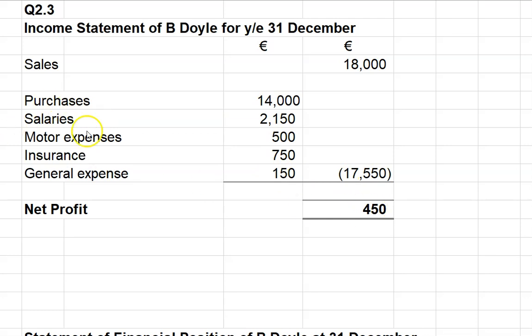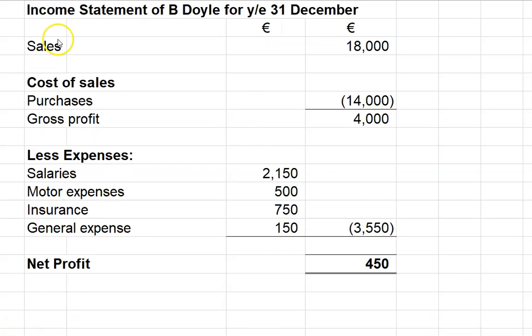Now, the only problem with this is we haven't shown the gross profit. So it's easy at the top is our sales minus all expenses is net profit, but we need to divide it up and show the purchases. Sales less purchase gives gross profit. We're still going to end up with the same answer, but it's just going to look slightly different. So sales less purchases, 14,000, gives you gross profit of 4,000, less the other expenses, and then that's our net profit of 450.